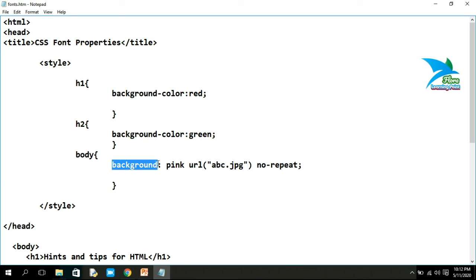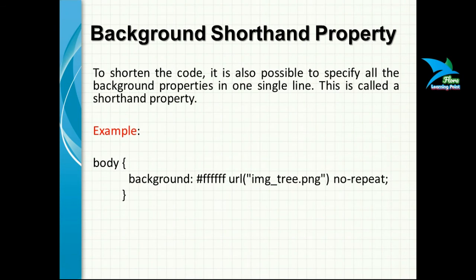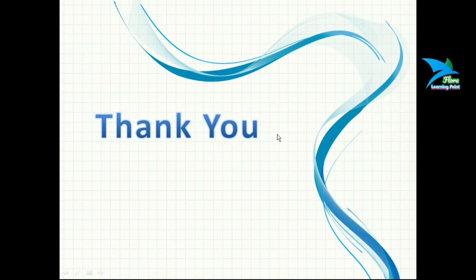So when you will use this background property to set all the values using a single line, then it is known as shorthand property. So that is all about how we can set background by using background property, background color, background image, or background repeat. We can set by using all the properties of background. So if you people are having any kind of doubt related to these properties, then feel free to contact me anytime.